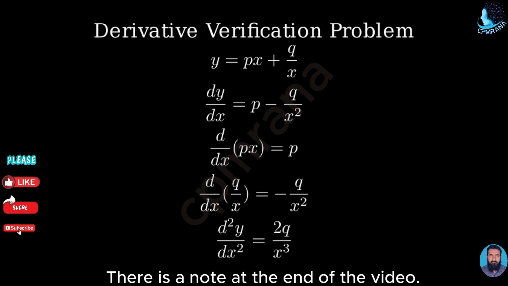The second derivative, d squared y over dx squared, equals 2q over x cubed. This comes from differentiating negative q over x squared with respect to x.